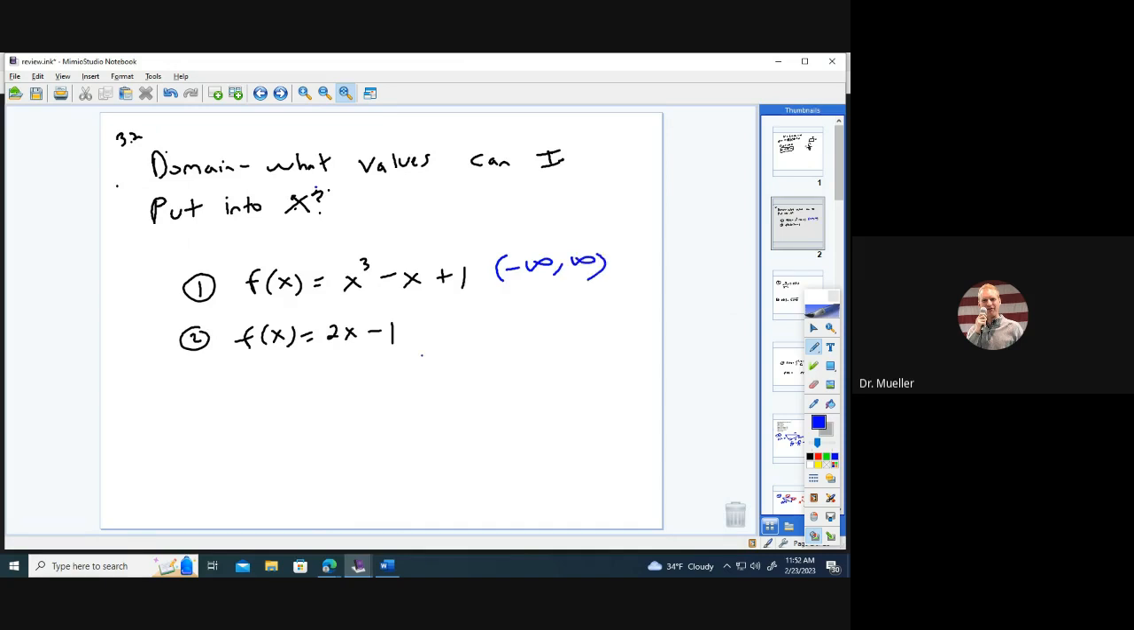Same thing with number 2. It's a linear function. So again, it's going to be all real numbers, negative infinity to infinity, because any number can go in for x here and we can get an answer back for y.